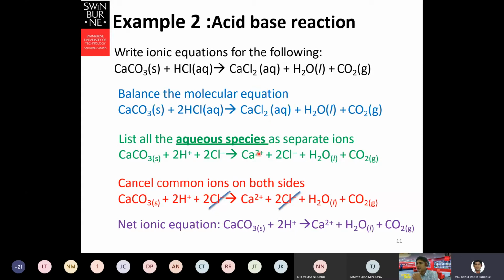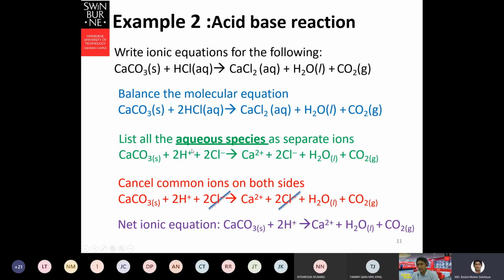So calcium has a 2 positive charge, because calcium is a metal. Chloride is negatively charged, with 1 negative charge. So it will take 2 chlorides to neutralize this 2 positive charge. 2 times 1 is 2, and calcium has 2 positive charge.